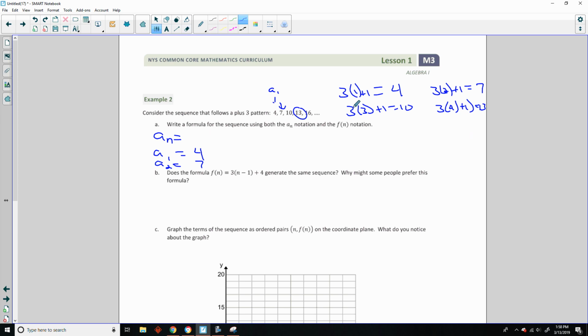So it looks like we found a pattern where our term number is my n. So I would say a sub n equals 3 times the number term plus 1. Or I could call it f of n equals 3n plus 1.